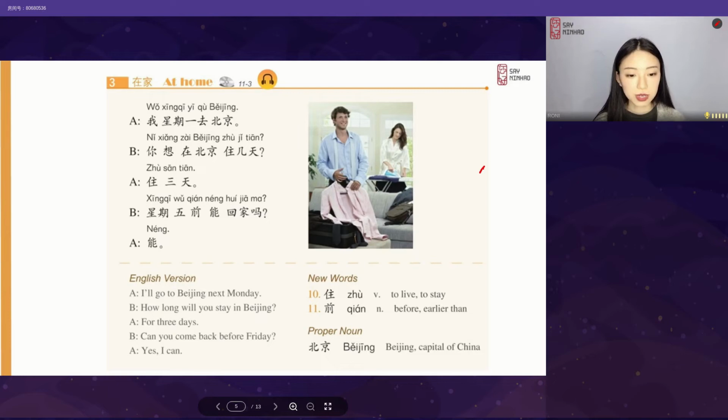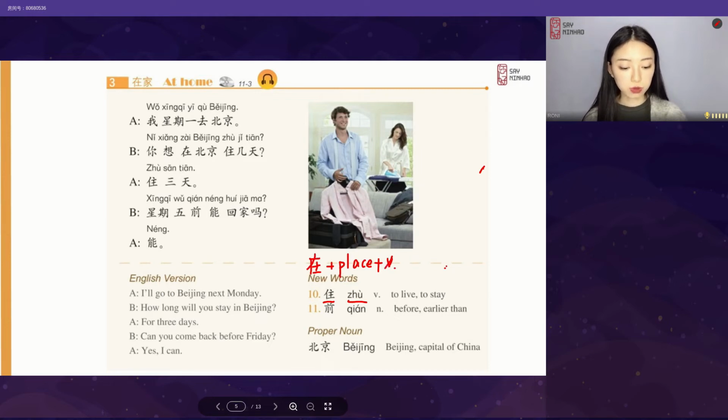Let's see. First word is 住, which means to live, to stay. 住. Read after me, please. 住. 住 means to live, to stay. So wherever you want to live, you just need to say 在 where 住. This is the structure of it. 在 plus a place and then plus 住. It means to live at where. So live at where. Okay.